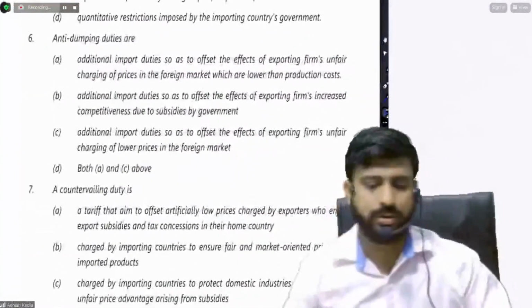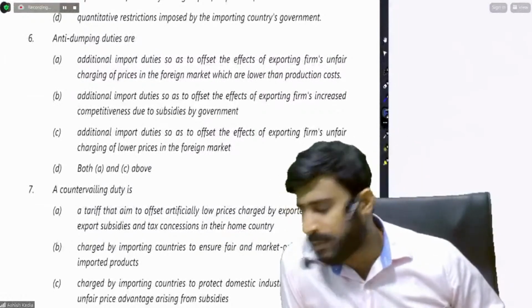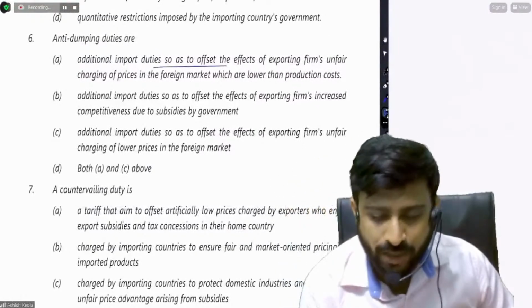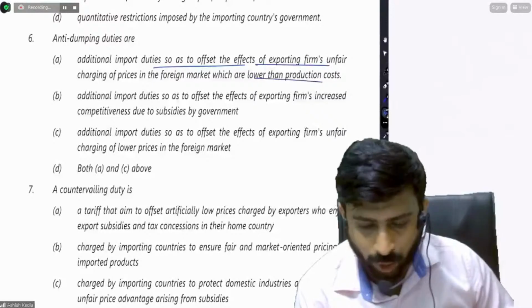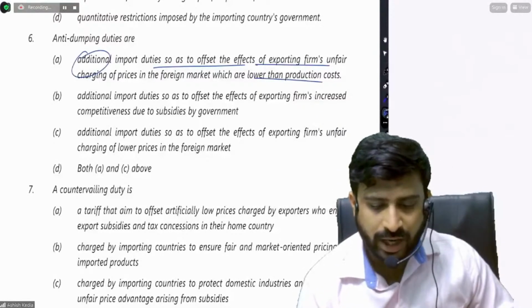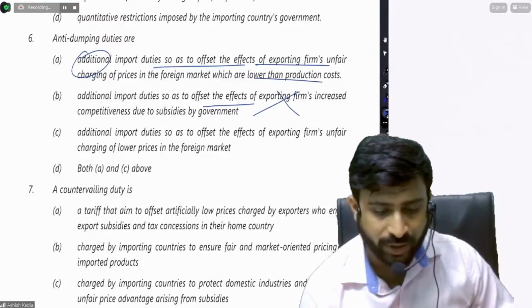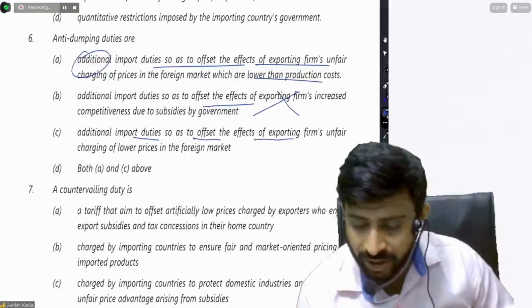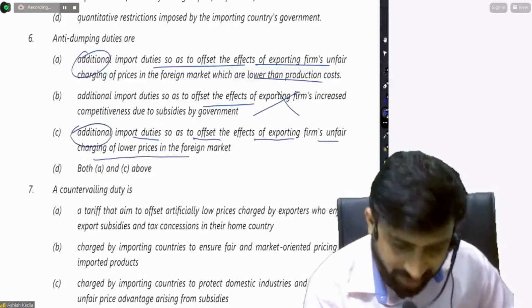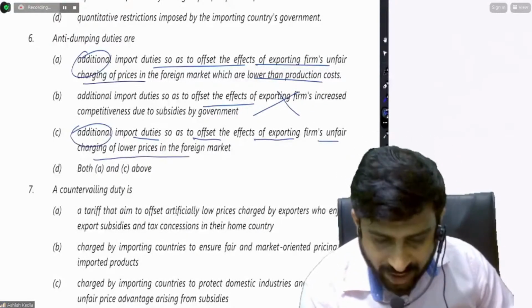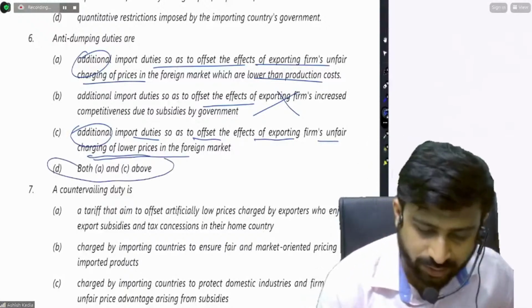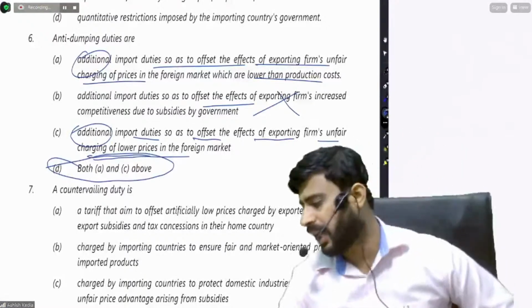Sixth one. What is anti-dumping duty? Additional import duty so as to offset the effects of exporting firms' unfair charging of low prices. So both A and C are my answers.